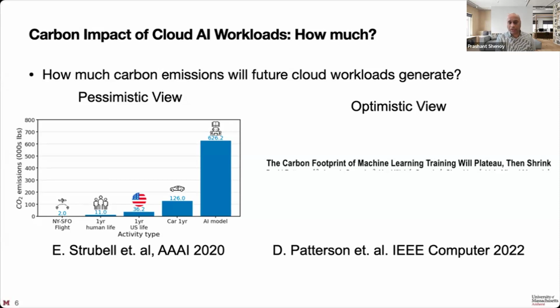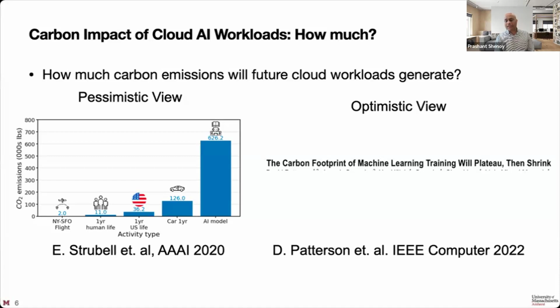Now, what is on the right is actually the title of a paper that was published by researchers at Google, David Patterson and several others, which appeared in IEEE Computer 2022. We took a different view. I'm not going to go into the paper because the title of the paper is actually going to summarize the viewpoint of the paper. And the title says, "The carbon footprint of machine learning training will plateau then shrink."